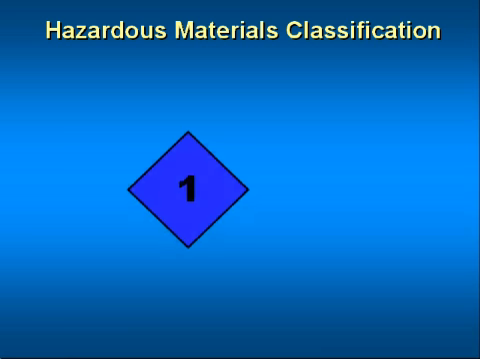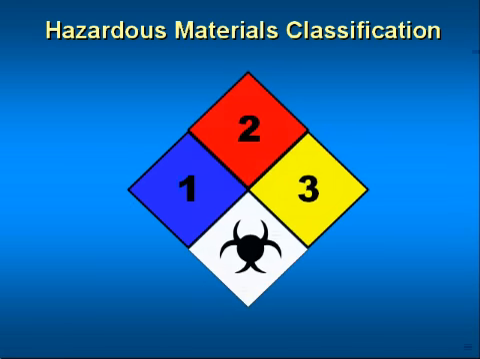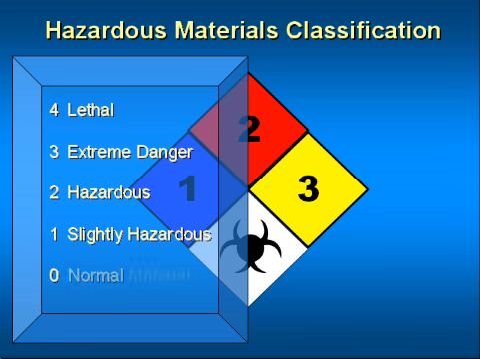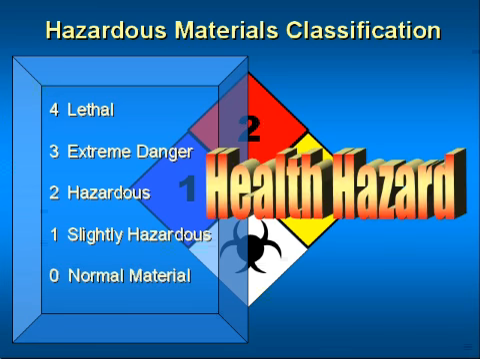The blue section of the NFPA Fire Diamond is where we find out about what are called health hazards. The health hazards there are identified in terms of risk by a numbering system, 0 being no hazard or minimal hazard, 4 being lethal, or the most hazardous of the 4.